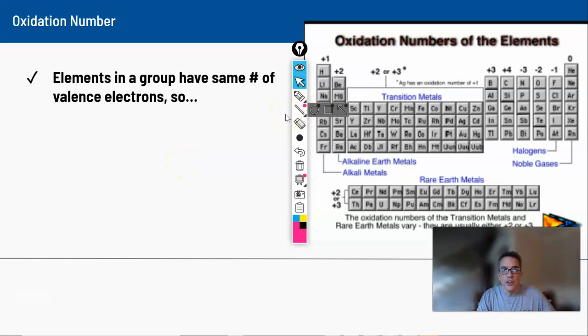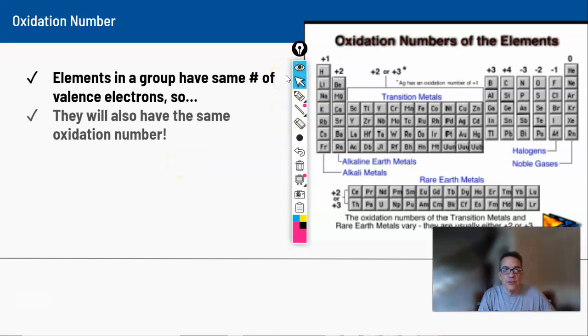All right, so again, elements in a group have the same number of valence electrons, so they're also going to have the same oxidation numbers. If we go back to this first group that we had before, remember they all have 1 valence electron. They tend to lose this electron, and when they lose that electron, they end up with a positive charge. Everything in group 2 has 2 electrons, and they still tend to lose those 2. And if you lose 2 negatives, you end up with a positive charge.